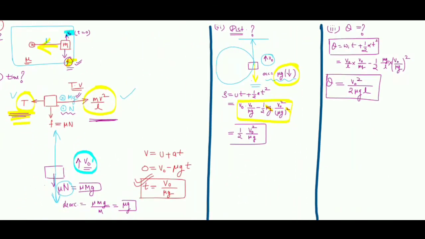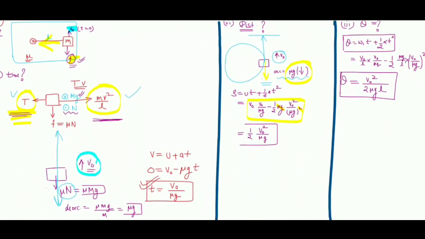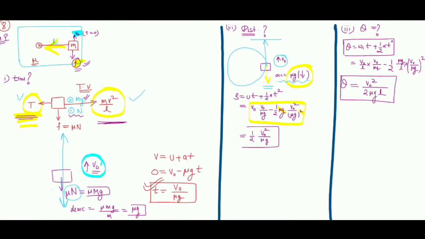Check out all the three parts. In the first two parts, I have simply assumed straight line motion. I have neglected circular motion by applying centrifugal force. I have directly assumed a straight line motion and figured out the answers using the equations corresponding to straight line motion. But for angular displacement, I have to use the angular displacement equation. I don't have any other option.